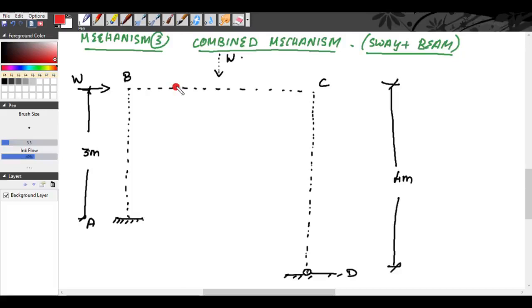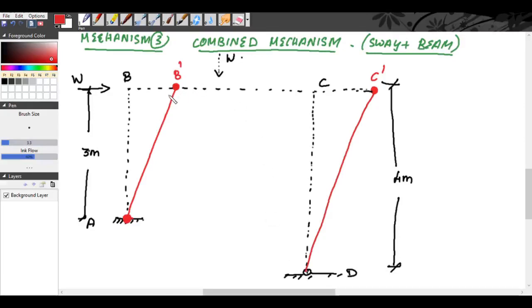So B gets shifted to B dash. C gets shifted to C dash. There will be hinge formation at A. At D, there is already a hinge, so there it is a mechanical hinge. So this is our sway mechanism. That is A, B dash, C dash, D.